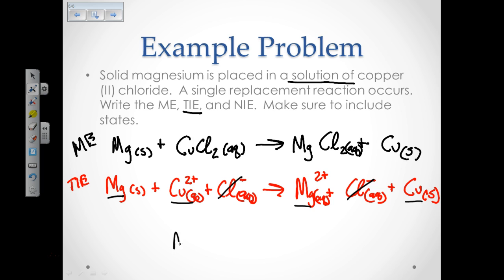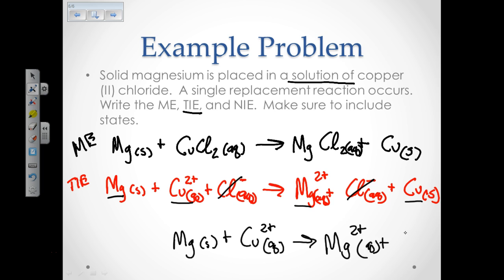So now we get Mg solid plus Cu2 plus aqueous. See, there's one of my aqueouses going bad. Okay, reacts to form Mg2 plus aqueous plus Cu solid. Okay, and so that is the, excuse me, so that is a single replacement reaction.